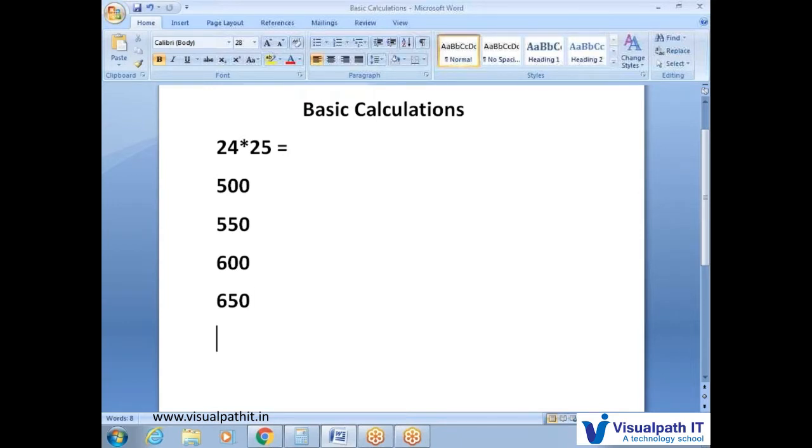So the first one is the digital root method, also called the unit digit method. Clear, all of you? How do we solve? What is the purpose of the digital root method? In this question, 24 into 25: 24 is a two digit number, and 25 is also a two digit number.